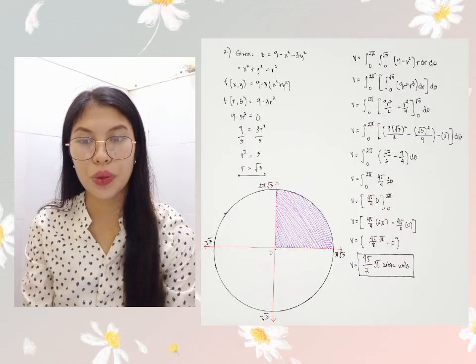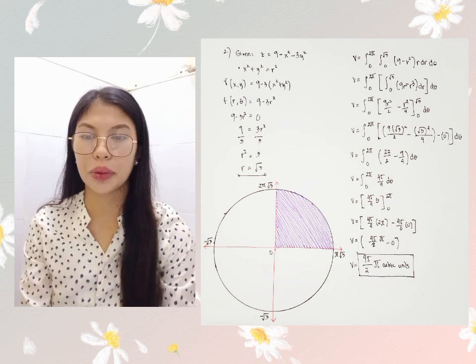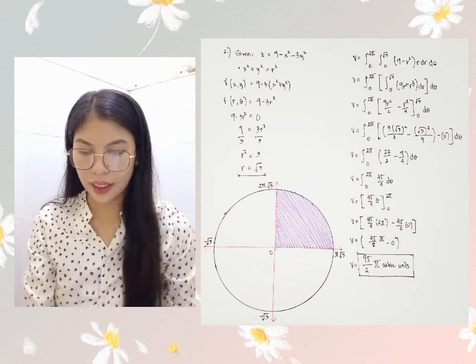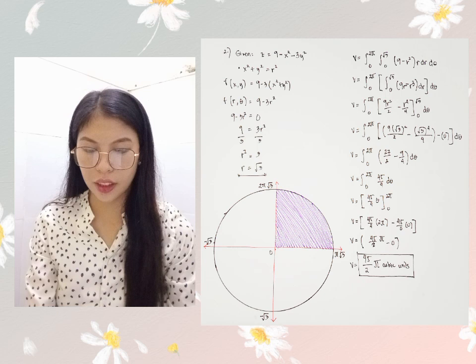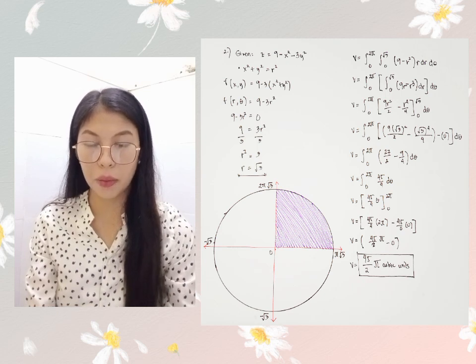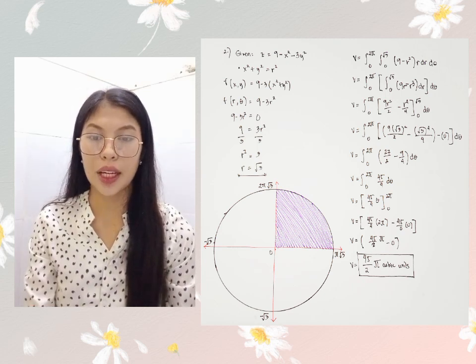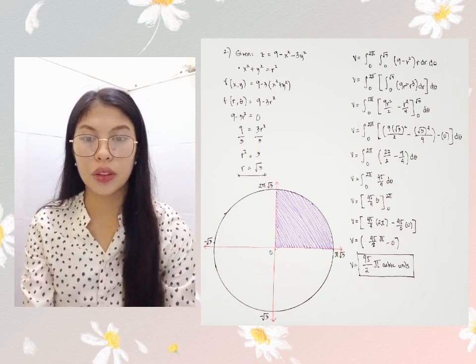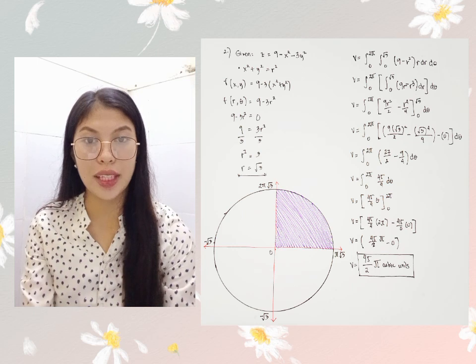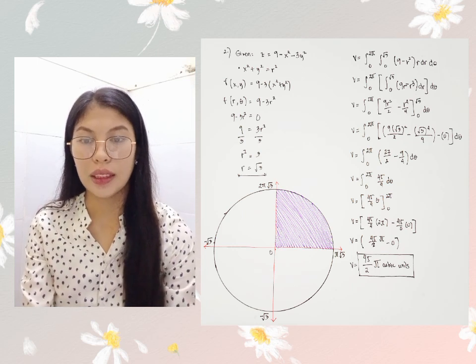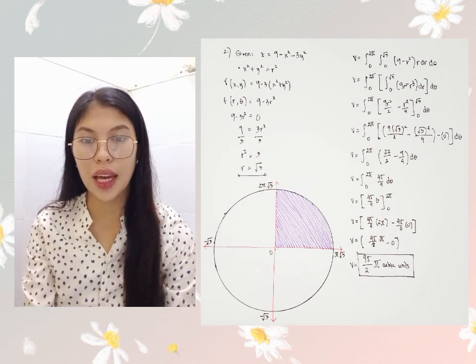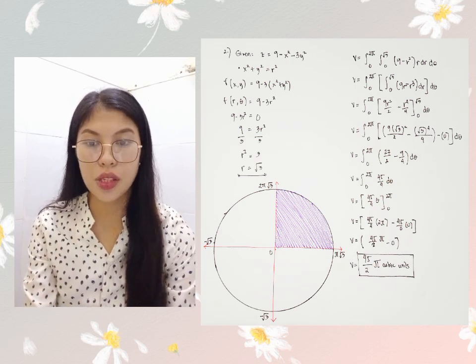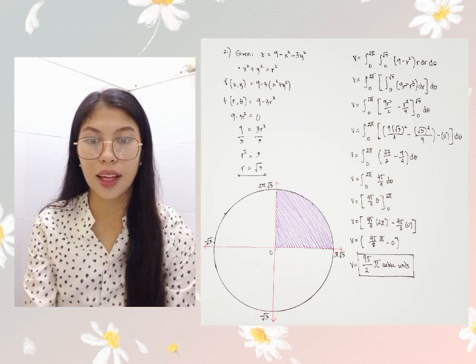Let's move on to our second item, item number 2. Find the volume of the solid in the first octant bounded by the paraboloid z equals 9 minus x squared minus 3y squared. So we all know that x squared plus y squared is equal to r squared. And f of x and y is equal to 9 minus 3 times x squared plus y squared, and f of r and theta is equal to 9 minus 3r squared.